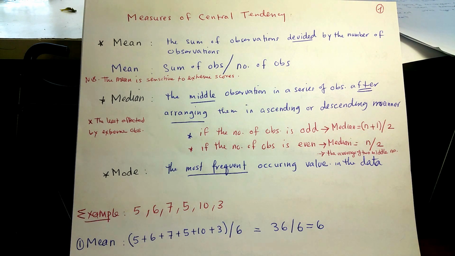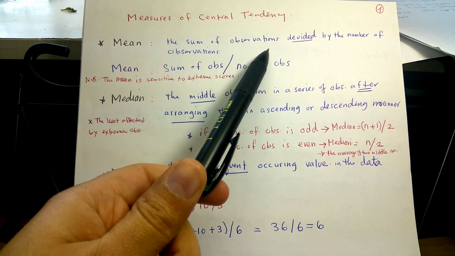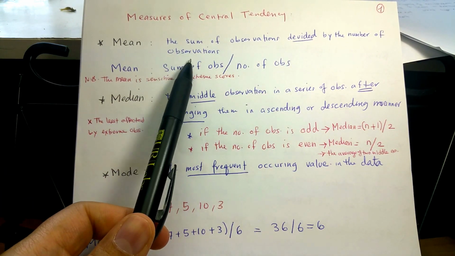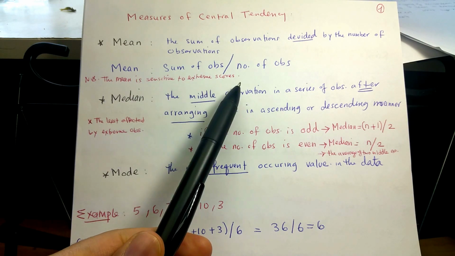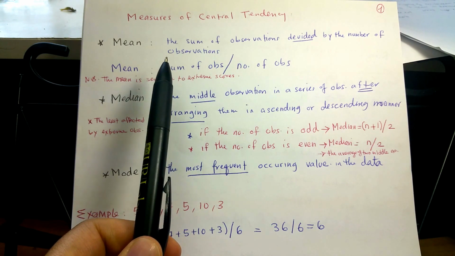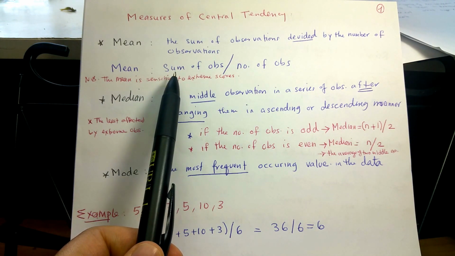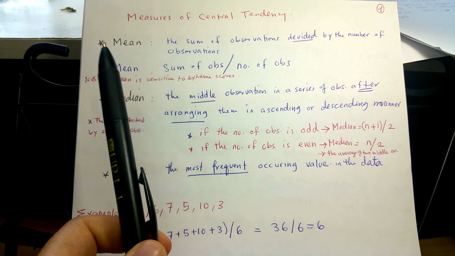So let's start by talking about the mean. The mean is the sum of observations divided by the number of observations. You have to note here that the mean is sensitive to extreme scores or values. So it's not a very good measure of central tendency in bell-shaped or normal distribution curves.